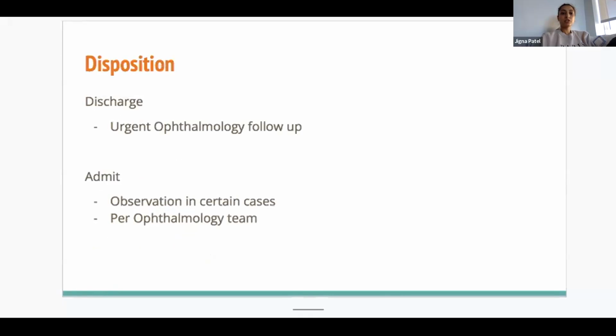So the disposition for these patients. Generally, the patients can be discharged home with an urgent ophthalmology follow-up in 24 to 48 hours. But in some cases, you may want to admit for observation. This depends on the severity of their symptoms, or if this is a recommendation given to you by the ophthalmology team. But the majority of these patients can generally go home. Any questions?